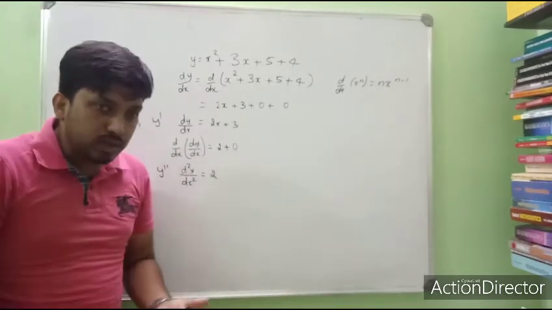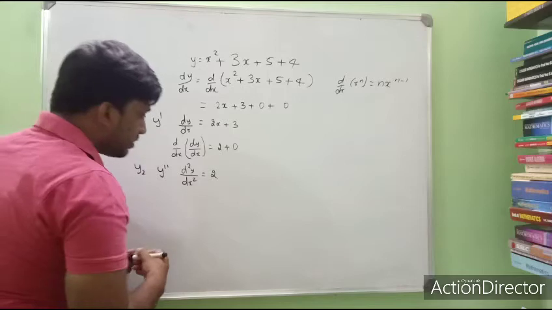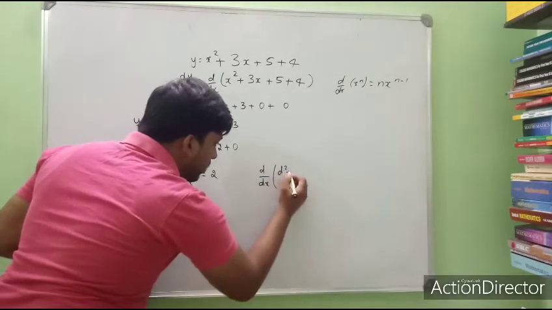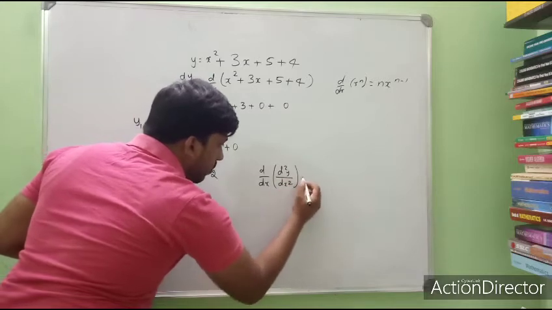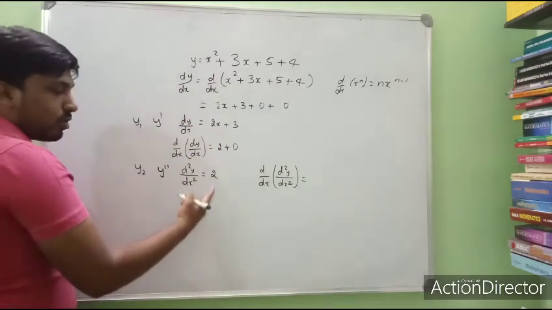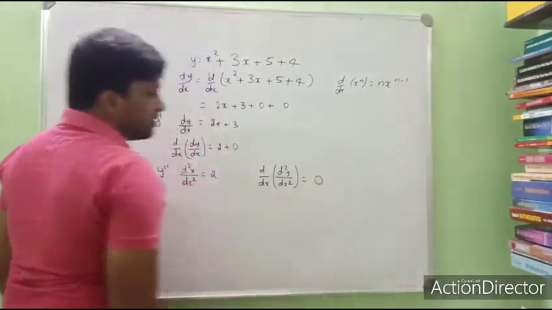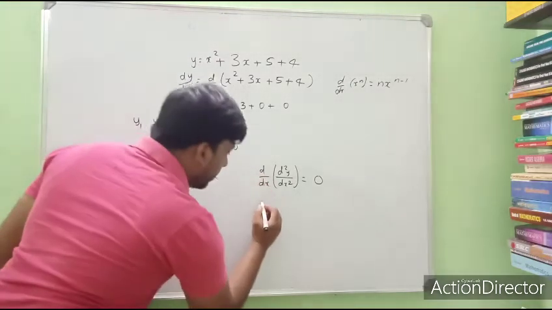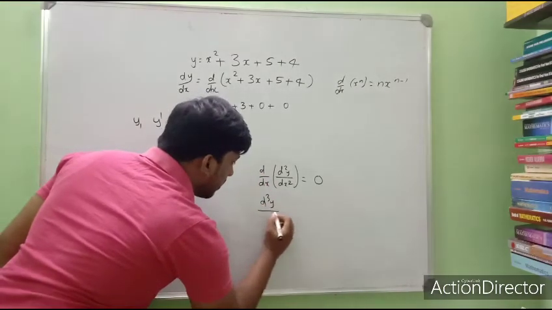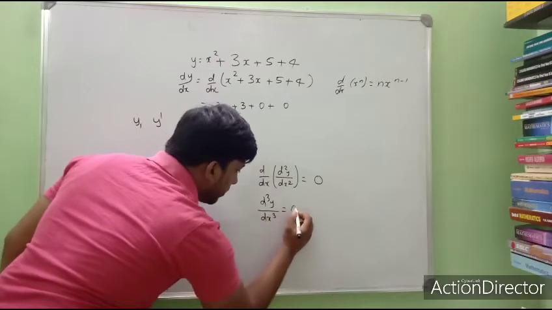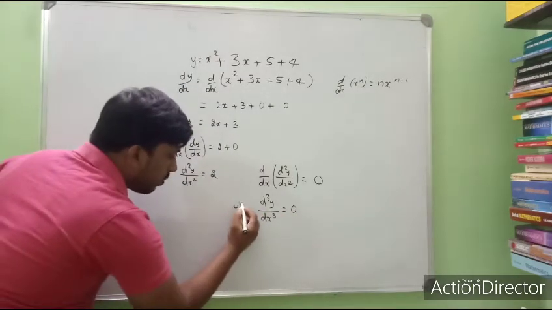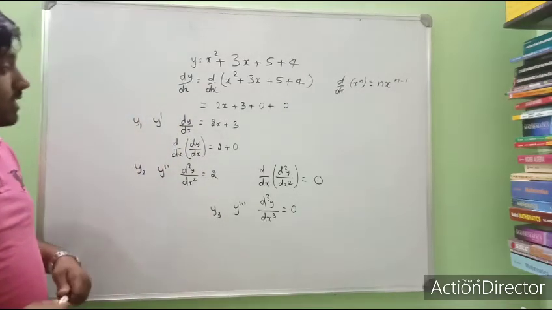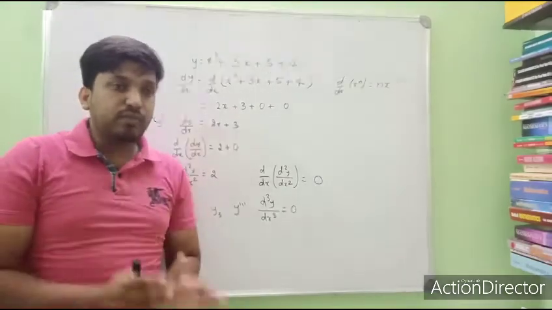What about the third derivative? It's simple. Again differentiate this. What happens? We have d by dx of d square y by dx square. What happens if we differentiate again? It is a constant, so it is going to become 0. Further, we cannot differentiate it, right? So d cube y by dx cube is nothing but 0, or you can represent this as y triple dash or y3. These are the representations, and this is called successive differentiation.